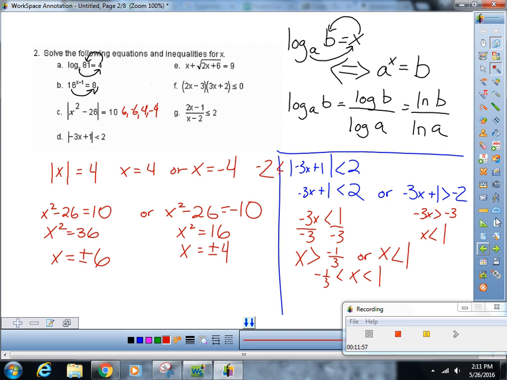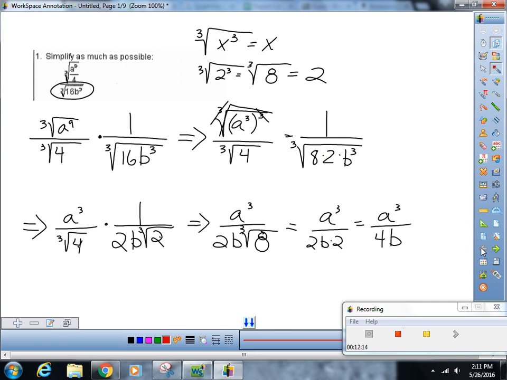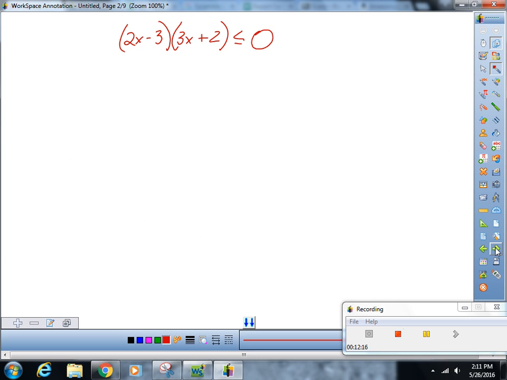2x minus 3 and 3x plus 2. Okay, read that exactly how I read it before. Let me just make sure I copied this problem down right. Minus 3 plus 2. Okay, so we want the answer to this multiplication between these two polynomials to be negative. Well, how do things end up being negative? Well, either 2x minus 3 is positive and 3x plus 2 is negative. So one's positive and the other's negative.